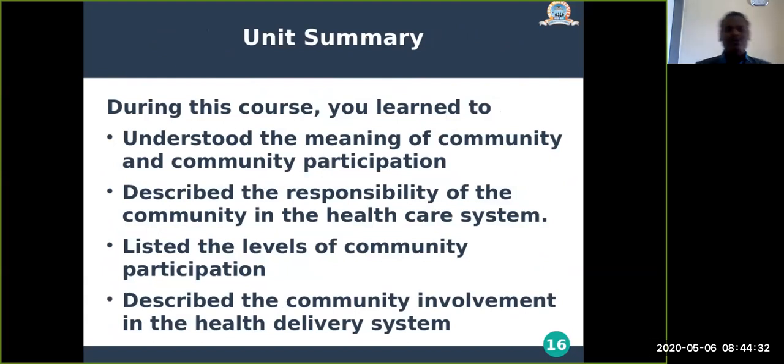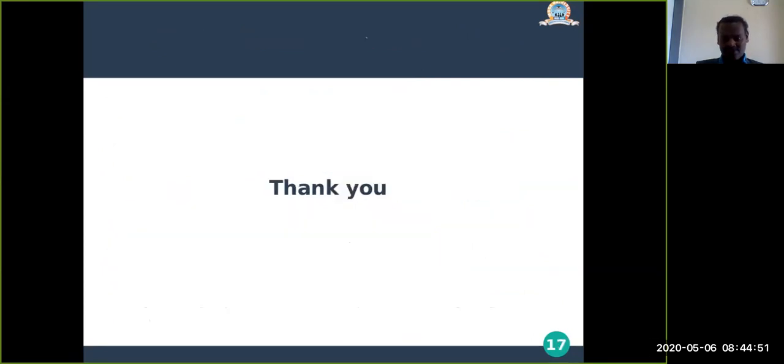I believe you understood the meaning of community and community participation. You are able to describe the responsibility of the community in the healthcare system. I believe you are able to list out the levels of participation clearly. Then you can describe the community involvement in the health delivery system.